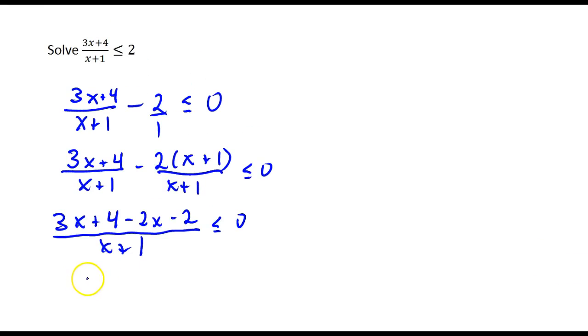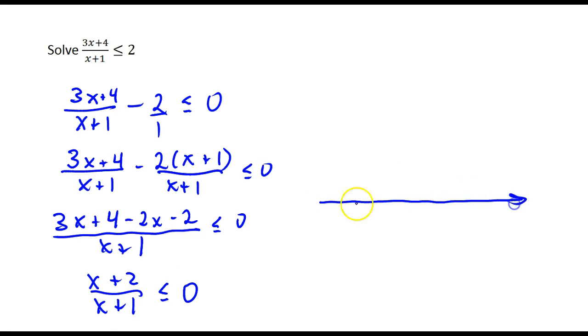And combine similar terms, so I get x plus 2 over x plus 1 is less than or equal to 0. So our critical numbers are -2, which makes the whole expression 0. And I can fill it in because it's less than or equal to 0, and -1. I don't want to fill that in because that would make the denominator 0, which is a big no-no.